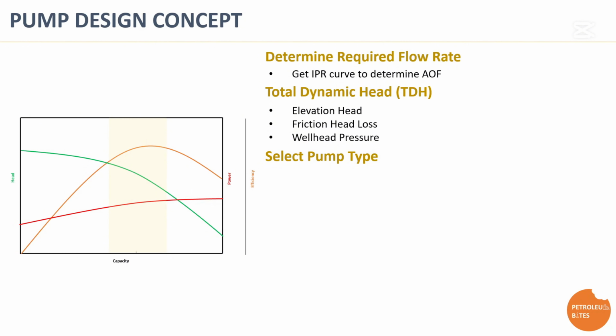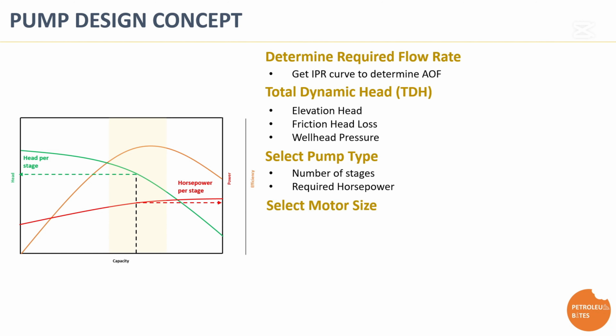Referring to the ESP performance curve, we obtain the head per stage, which is used to calculate the number of stages needed to achieve the TDH. We also determine the horsepower per stage, essential for sizing the motor. Motor selection depends on the horsepower requirement. Each motor has a specific amperage and voltage rating necessary for proper operation, which in turn leads to cable and surface transformer selection.